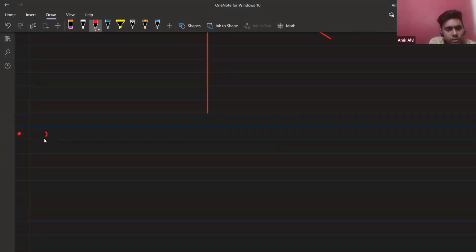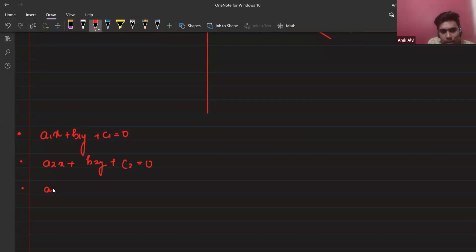Now suppose this is the first equation, a1x plus b1y plus c1 equals 0. Is everybody familiar with this? Yes, sir. This is the standard form of a linear equation in two variables. Very good. a2x plus b2y plus c2 equals 0 is the second equation. a3x plus b3y plus c3 equals 0 is the third. This is equation 1, this is equation 2, this is equation 3.